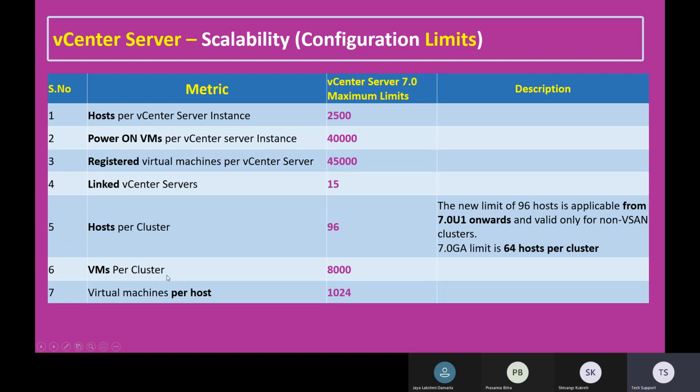And VMs per cluster, within a cluster, how many VMs can we create? We can create a maximum of 8,000 VMs. And virtual machines per host. This point we discussed during the ESX installation class. Per host, the supported number of VMs is 1024 virtual machines. Okay. So these are the key points in our vCenter server configuration maximums. Next, we're going to observe the vCenter server architecture.